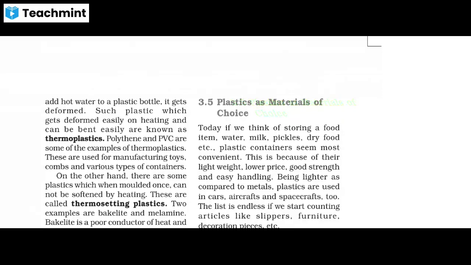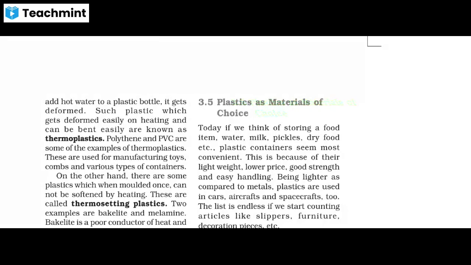Once they have been deformed and molded into any of the shapes, if heat is given to those plastics again, they can't get back to the softened state. Such types of plastics are known as thermosetting plastic. What is thermosetting plastic? Plastic which, when molded once, if heat is given to it again, is not going to soften easily. Such plastics are called thermosetting plastic.